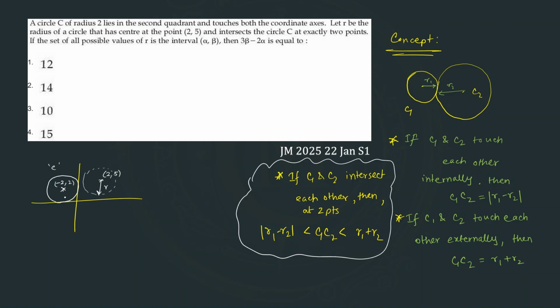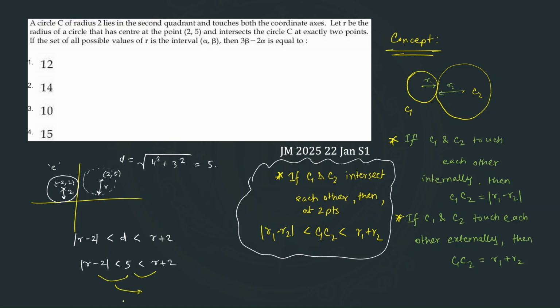That means the radius of this circle is 2 units. So the distance between their centers, d, is the square root of 4 squared plus 3 squared, so 5. So we can say this d must lie between modulus of r minus 2 and r plus 2. So d is 5. That means modulus of r minus 2 should be less than 5 and less than r plus 2. So now there are two inequalities to solve. We solve each part separately.